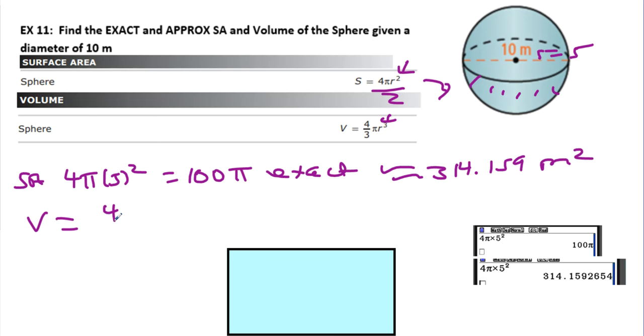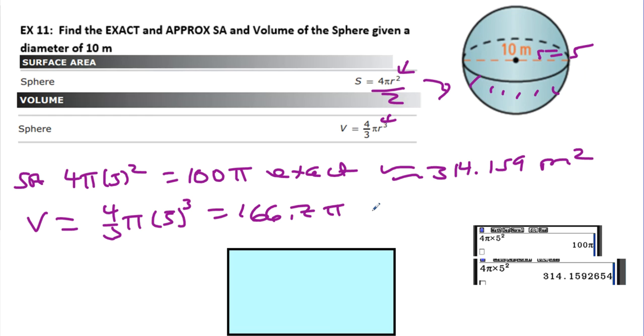Volume is just 4/3 pi radius, which is 5, cubed. Well, that's 5 times 5 times 5, which is 125, right? I should grab my calculator. And then you're going to multiply it by 4 and divide by 3. I'm punching that into my machine right now. And times 4 divided by 3 is 166.7 pi.